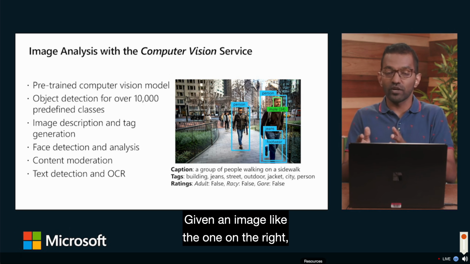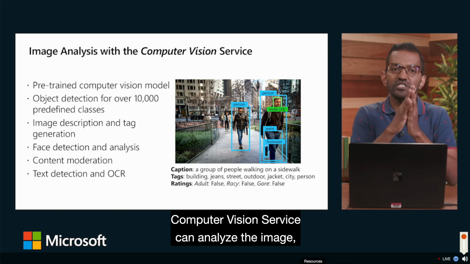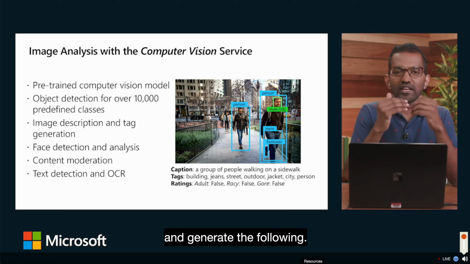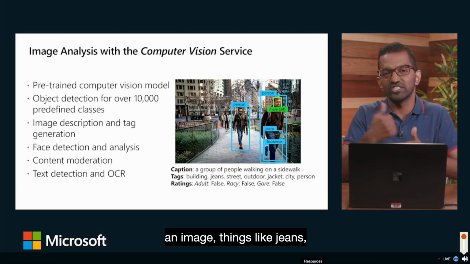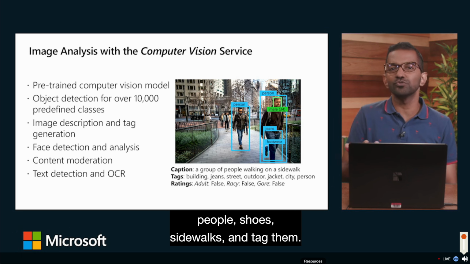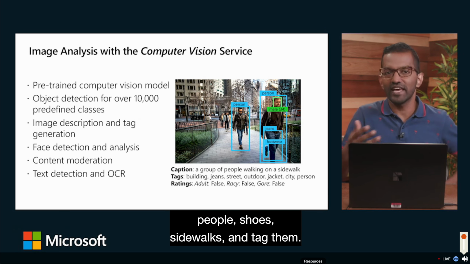Given an image like the one on the right, computer vision service can analyze the image and generate the following. It can pick up common objects in the image, things like jeans, people, shoes, sidewalks, and tag them.